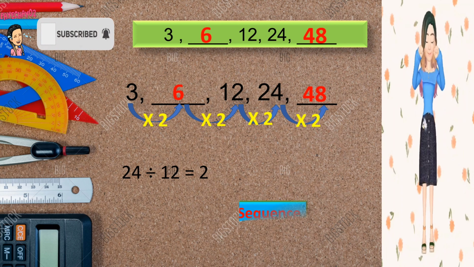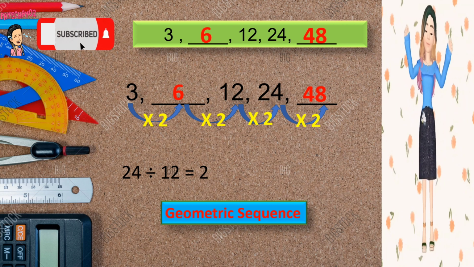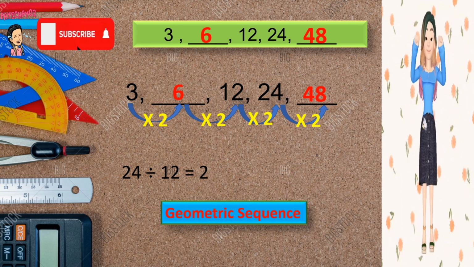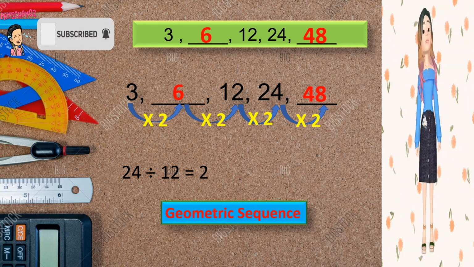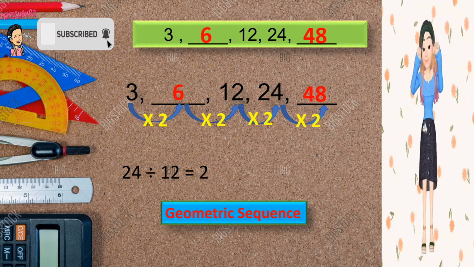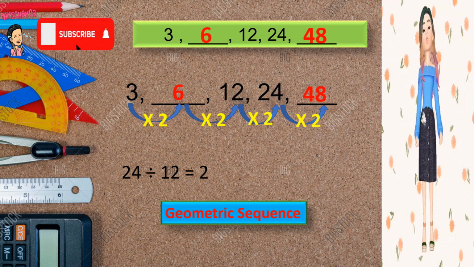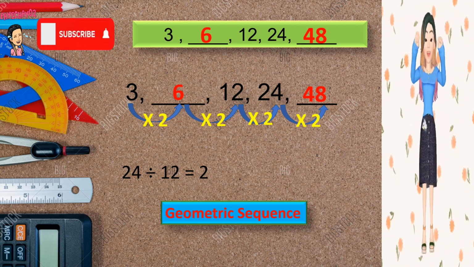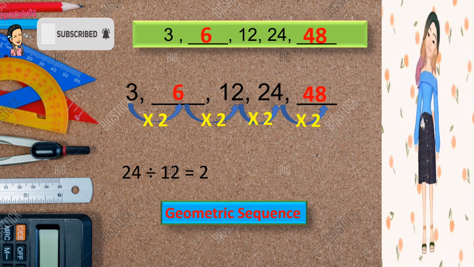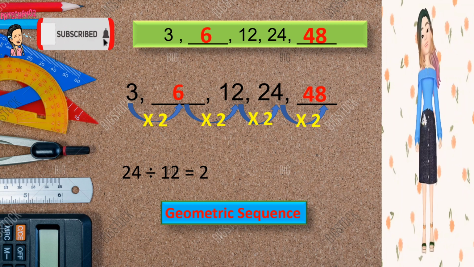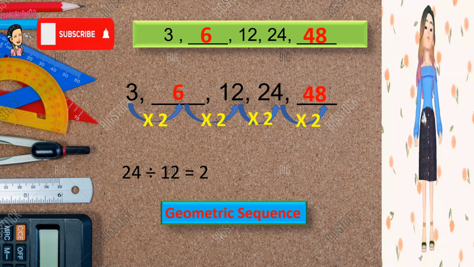This kind of number sequence, we call it geometric sequence. So, when we say geometric sequence, its term is found by multiplying the previous term by a constant. So, ibig sabihin, kapag nagmumultiply or nagdi-divide, it is a geometric sequence. So, tatandaan, arithmetic sequence, add or subtract. Geometric sequence is to multiply or to divide.